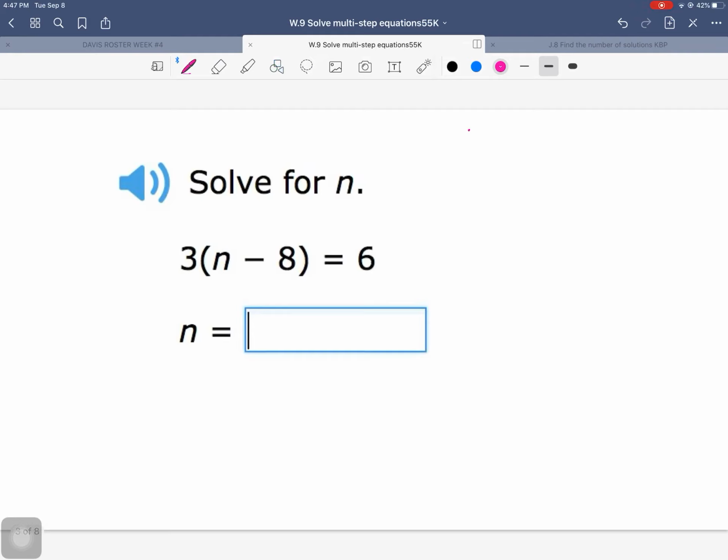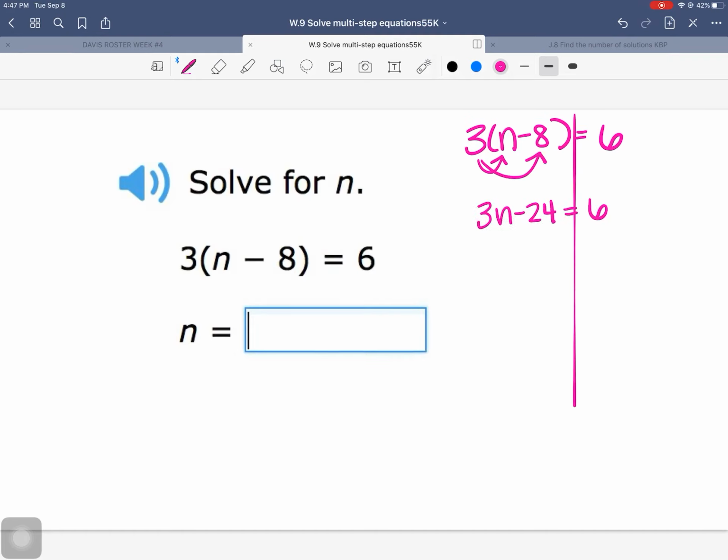All right, here we have 3 times n minus 8 is equal to 6. We're going to draw our river. We're going to start by distributing the 3. 3n minus 24 is equal to 6. Add 24. 3n equals 30. Divide by 3. N equals 10.